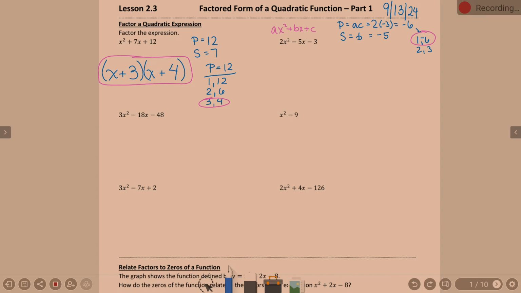Negative 6 plus 1. Check the math with me. Negative 6 times 1 is negative 6. Negative 6 plus 1 is negative 5, right? Okay. Now, with this, here's what I'm going to do.